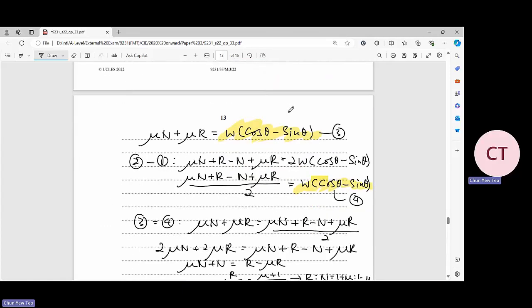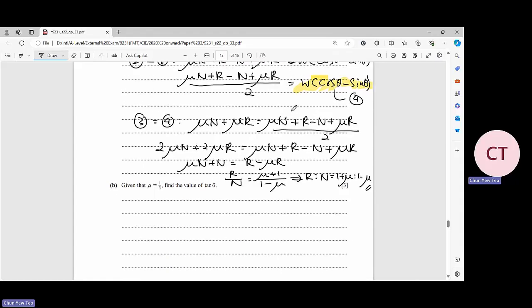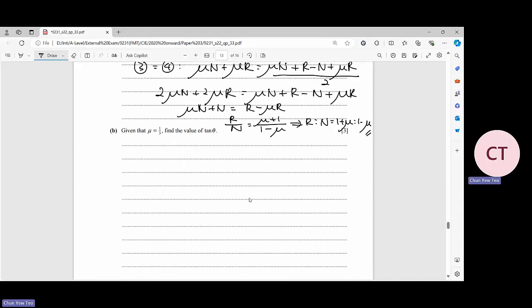A bit long. Okay, so I hope it doesn't affect you from understanding. Now, continue with part B. They are telling you that mu is equal to 1 over 3. Now we straight away just use it as information, just change mu to 1 over 3. Then you get 4 over 3 divided by 2 over 3. From here, you will get the relationship that R is equal to 2N.